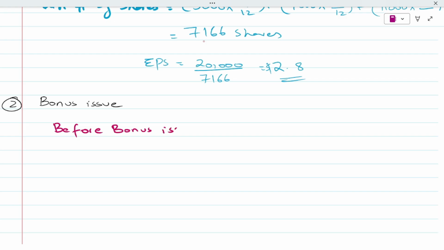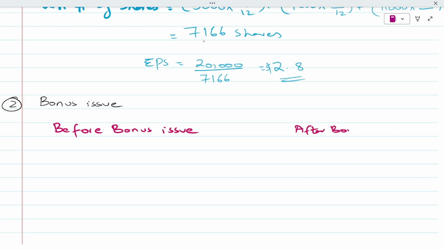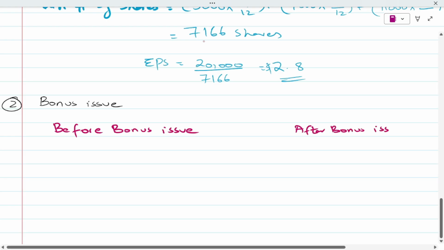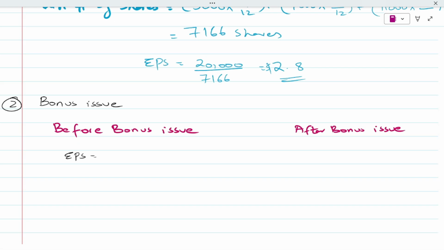Okay, and the second one is gonna be after the bonus issue. Okay, so we have two scenarios, before bonus issue and after bonus issue, and I'm just gonna give you an example from the perspective of investor. Okay, so let's say that before the bonus issue I had earnings of $1,000 and the shares in issue of the company obviously were 100. So the company had an earning of $1,000 and the total shares in issue were 100.